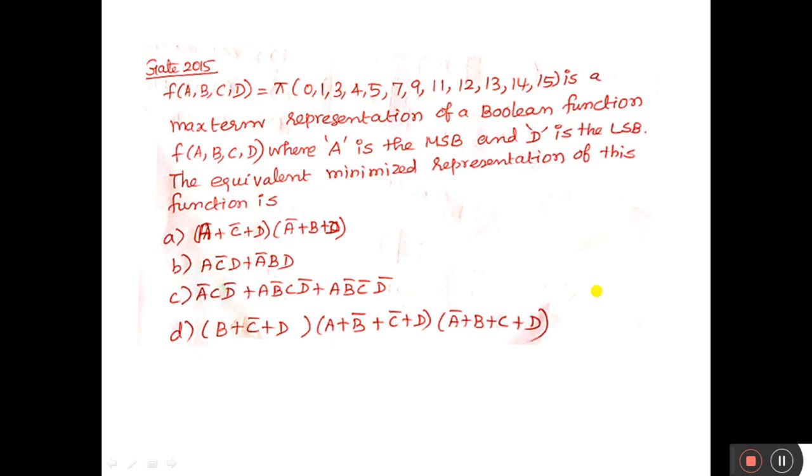Option C, A bar C D bar plus A B bar C D bar plus A B bar C bar D bar. Option D, (B plus C bar plus D) multiplied with (A plus B bar plus C bar plus D) multiplied with (A bar plus B plus C plus D). See here, the options are given in SOP and POS form. Some options are given in SOP, some options are given in POS. So we need to handle this problem carefully. Let us discuss the solution.